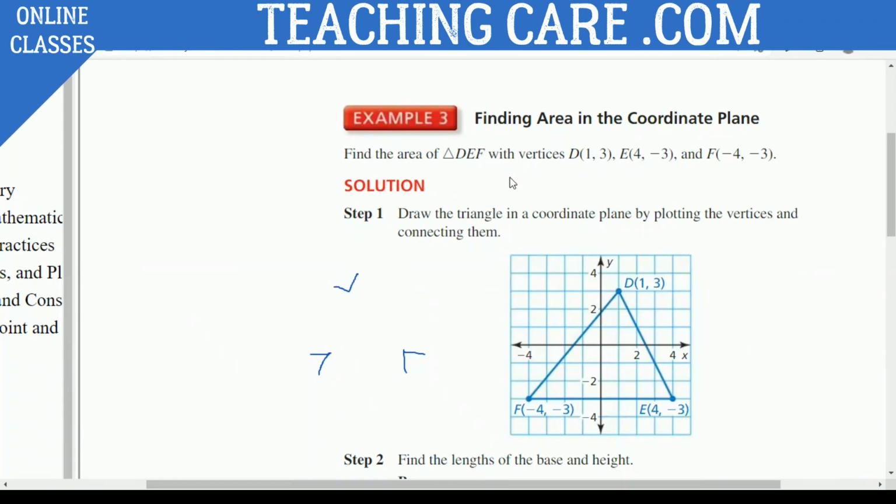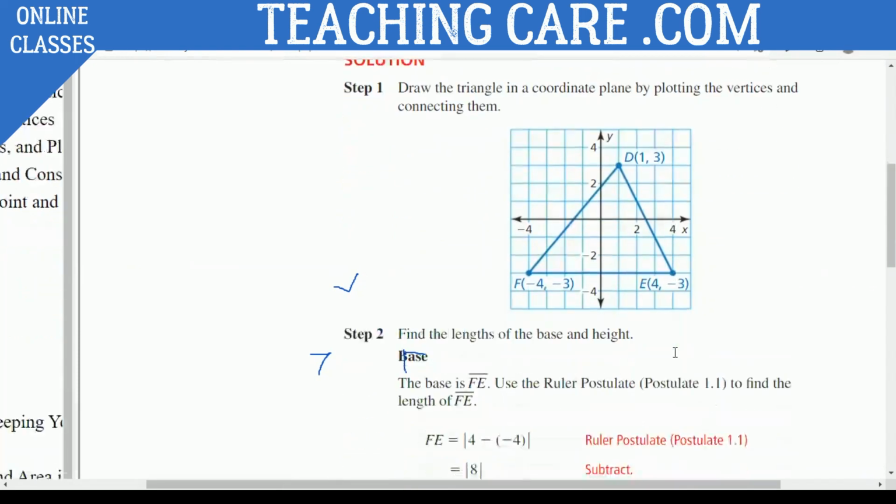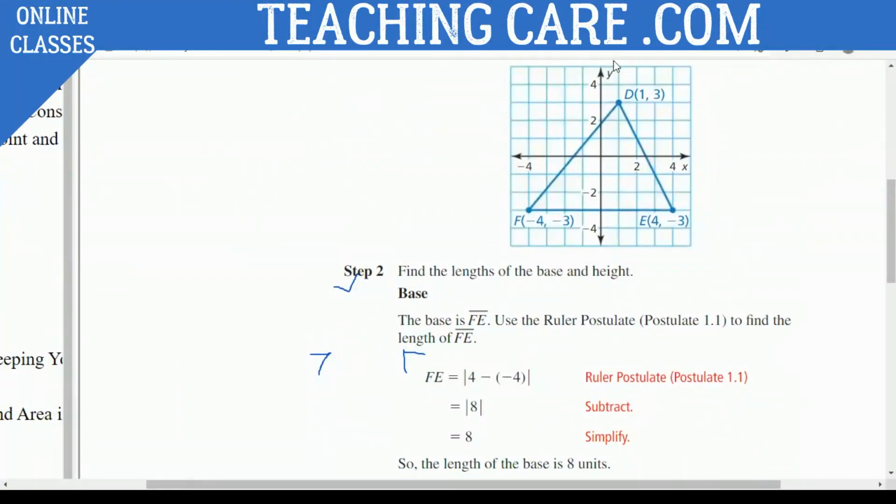So first they have given three coordinates. Right. Area of the triangle is half base times the height. First, what they have done is just plotted the coordinates. So you take a coordinate plane and then you mark the points. Now, I wanted to find the base. Base is nothing but F in here. So I need to use the distance formula and find it.